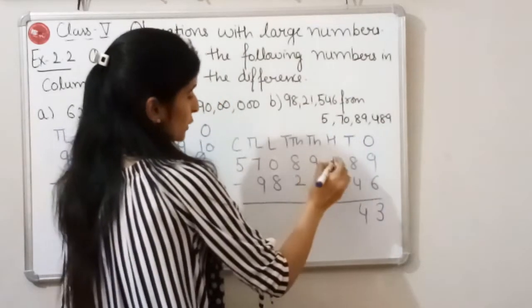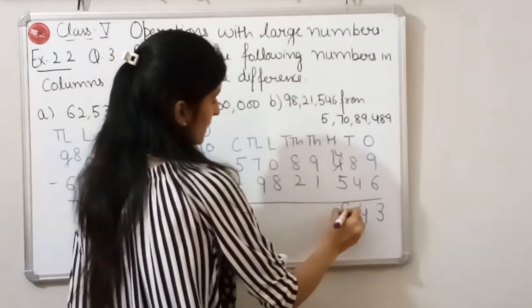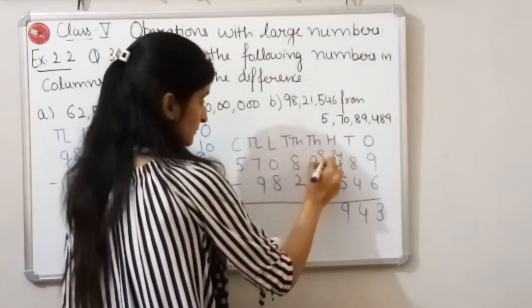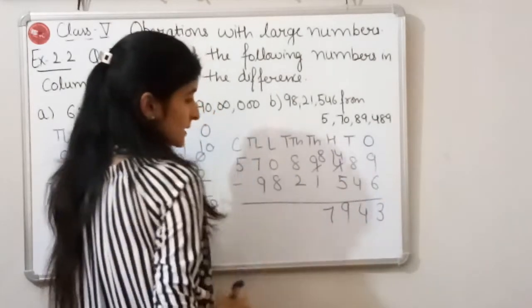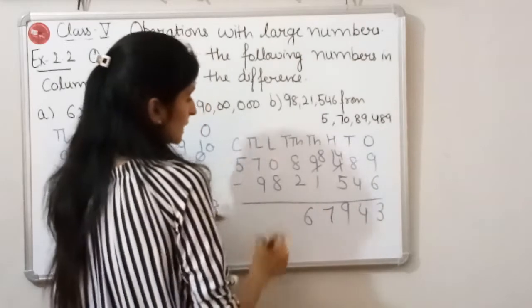Now we will take one borrow from 9. 14 minus 5 is 9. 8 minus 1 is 7. 8 minus 2 is 6.